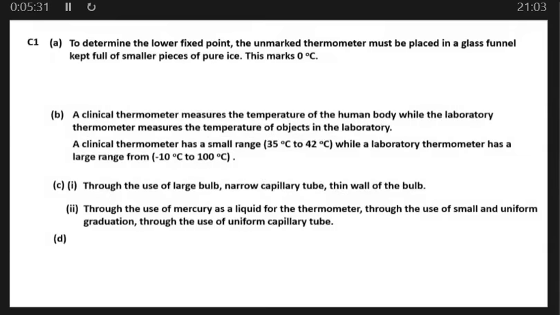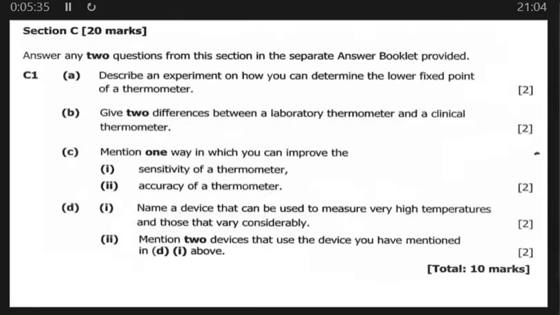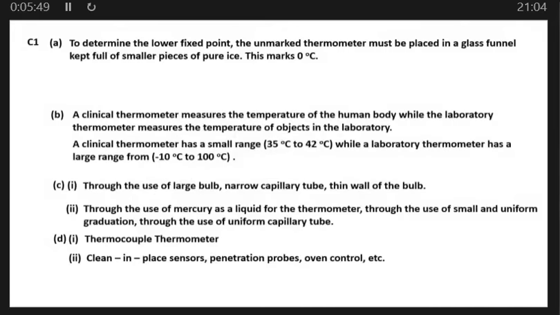All right, so let's go to another question. Question part two says, mention 2 devices that use the device you have mentioned in D1 above. So this is in 1: clean in place sensors, penetration probes, oven controllers. Those use the thermocouple thermometer. All right, so let's go again to the other question.